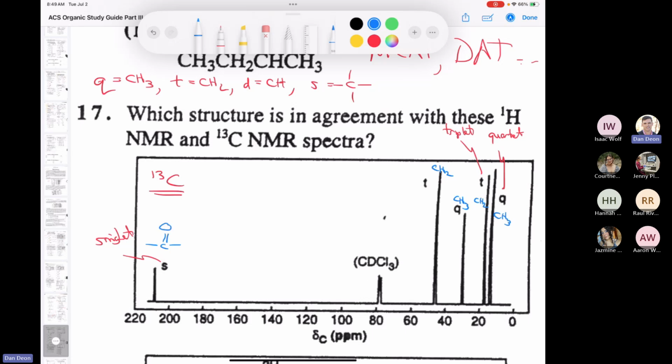Now again, if you're wondering where the T's and Q's come from, it's just a different type of experiment that is run. It's like a version of the DEPT experiment, a different version of it. But there you go. So that's what that means.